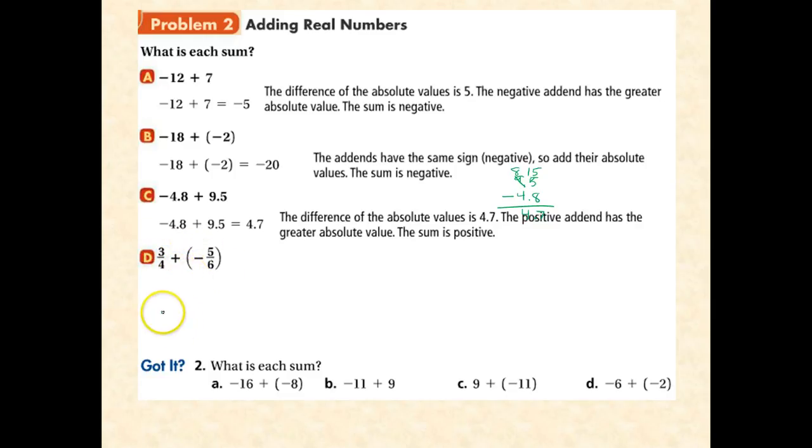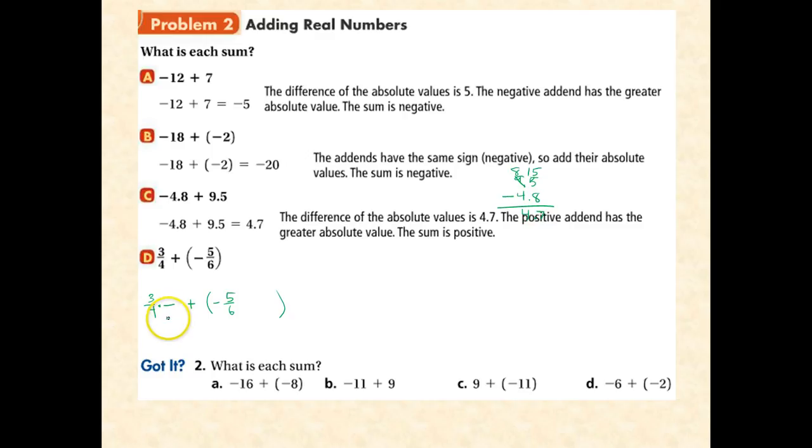How about 3/4 plus negative 5/6? Alright, well, now we're getting a little trickier. We need to get a common denominator. It looks like they both go into 12. Oops. Need to give myself a little more room than that. Okay, common denominator is 12.